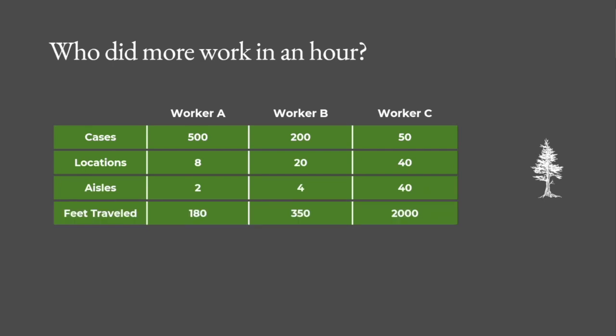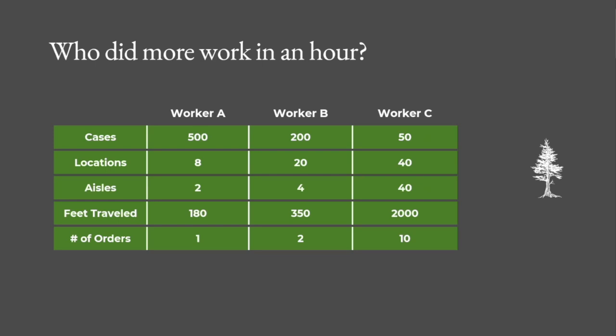If we look at feet traveled to complete that work, worker A only had 180 feet, worker B 350, worker C 2,000 feet. So clearly it's going to take a lot longer to get those cases picked if you're traveling 2,000 feet to do the work. Then we look at the number of orders. Worker A just had a single order of 500 cases, whereas worker C had 10 orders that made up those 50 cases, so only 5 cases per order. It's really difficult for any manager or supervisor to look at all that, so they just bleed it down into cases per hour because that's the easiest metric.